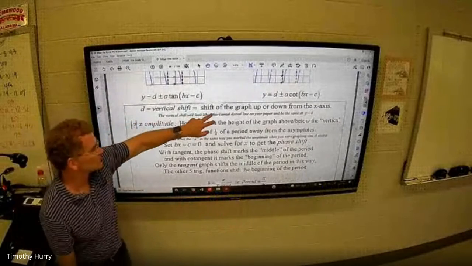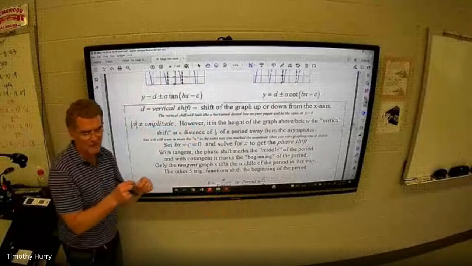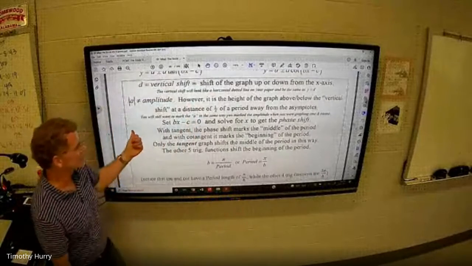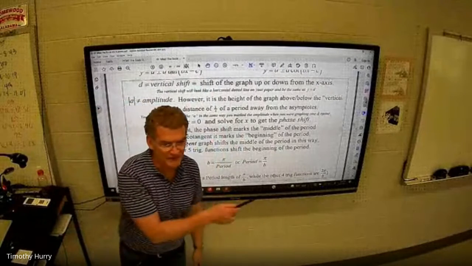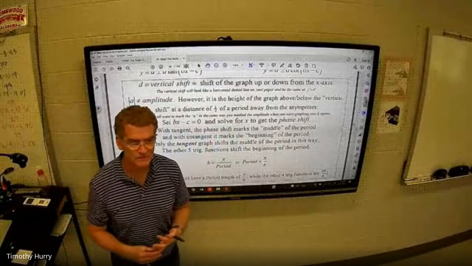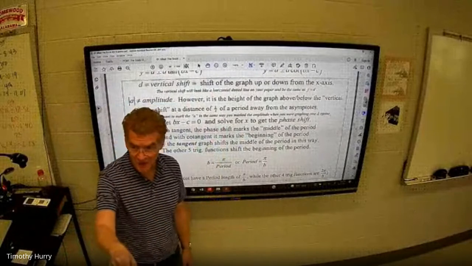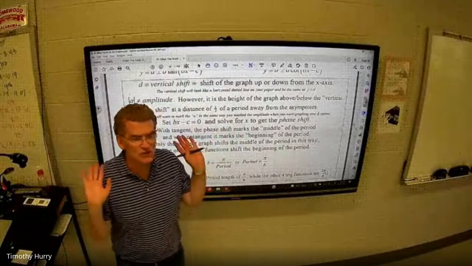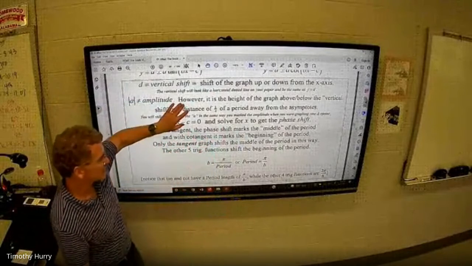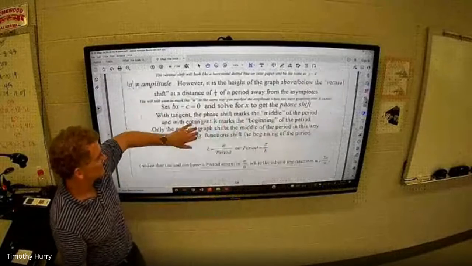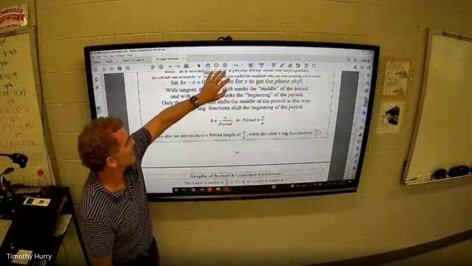Again, D is the vertical shift. A isn't the amplitude. It's that height I was just talking about, but I'm still going to mark it. I'm still going to set BX minus C to get the phase shift. But what's different about phase shift with these? For tangent and tangent only, it's the middle. Cotangent, treat it like sine and cosine. It's the beginning. It's the middle of the graph, and then period is not 2 pi over b. It's pi over b. You've got to remember that right there.